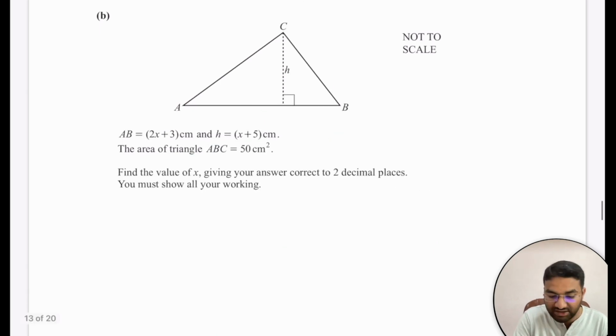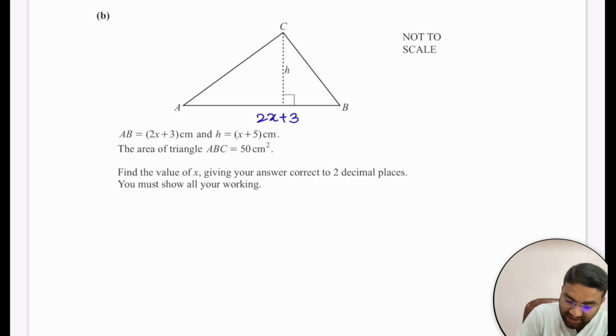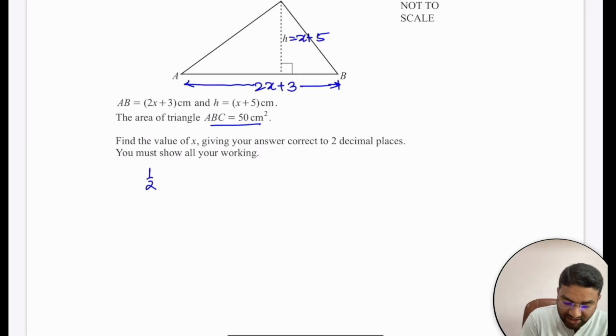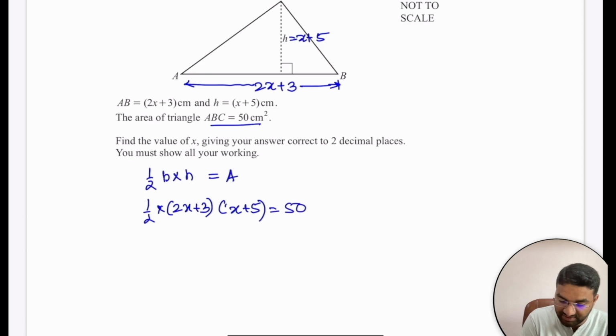Then next, question B: AB is equal to 2x plus 3, right? This AB is given here, and H is equal to x plus 5 is also given, and the area of the triangle is 50 centimeter squared. Find the value of x. Area of triangle is equal to 1/2 base times height is equal to area, right? So 1/2 times (2x plus 3) times (x plus 5), which is equal to 50.